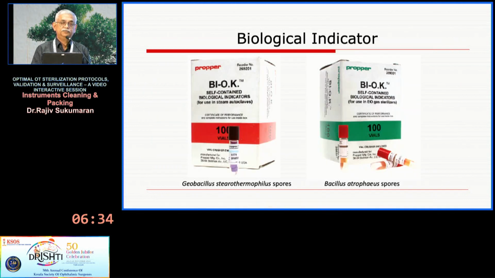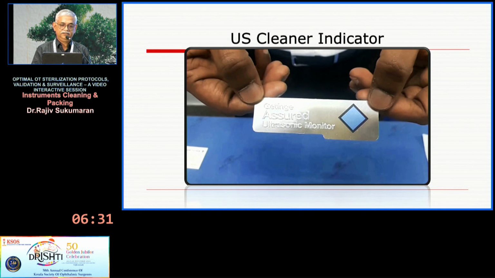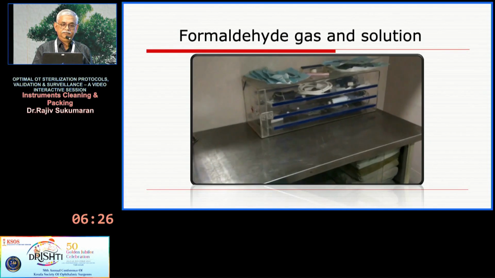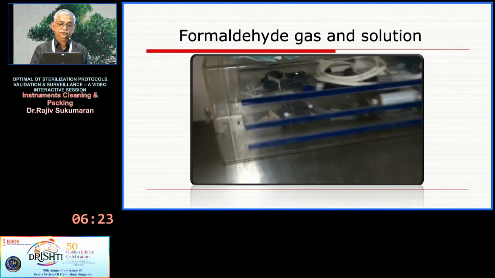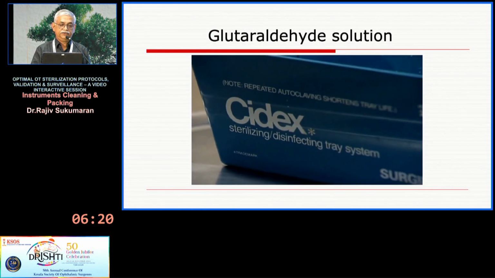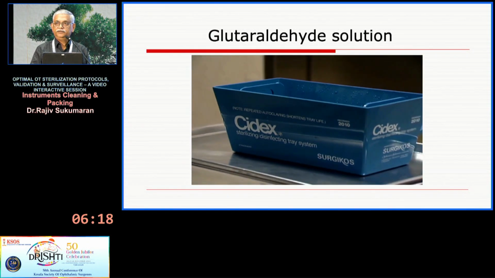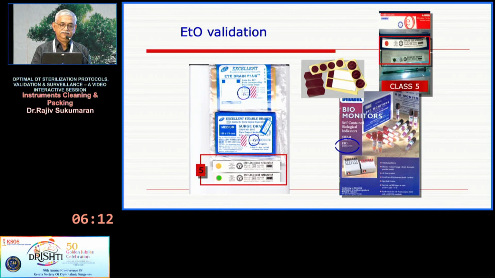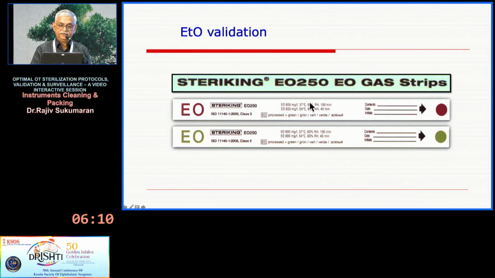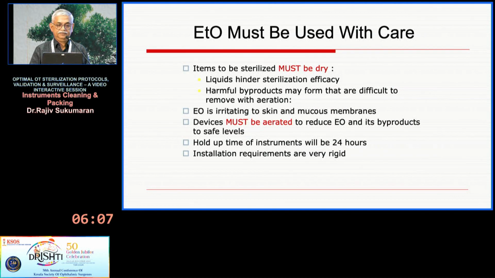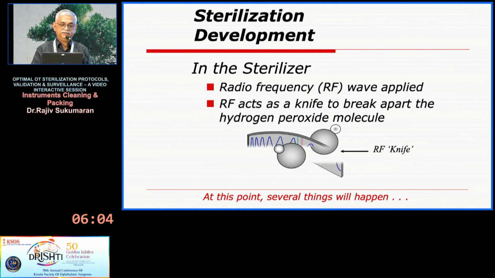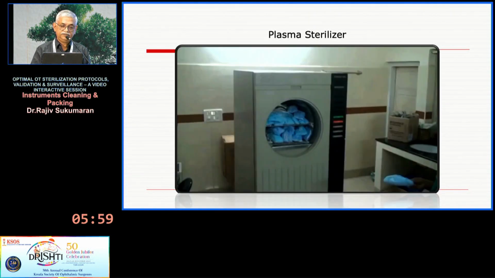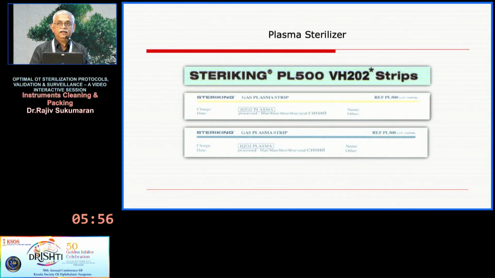Then different spores are used for different sterilization methods. This I had already shown you. And steam and formaldehyde should not be used in ophthalmic practice. There are indicators for it. Definitely Cidex should not be used for ophthalmic use. For ETO we have different sterilization indicators. One is the biological, which I had shown already. For plasma sterilization, the biological indicators can again be used. This is the plasma, and these are the indicators for it.